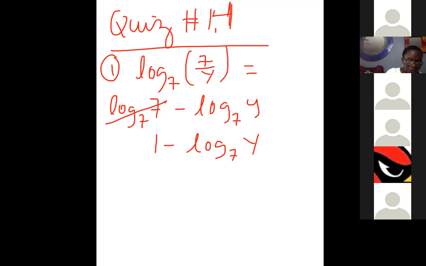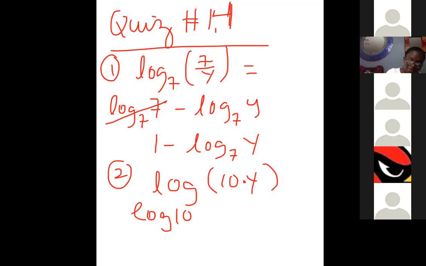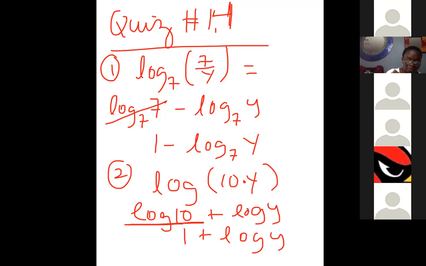Next one, number 2. It is log 10y. This is multiplication, so we can expand this to log 10 plus, because multiplication becomes addition, log y. Log 10 can simplify to 1, so this would be your answer.